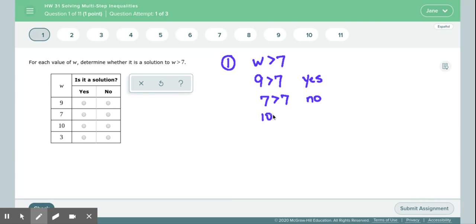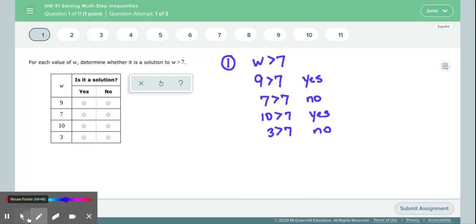And then I would do the same thing for my next one. So is 10 greater than 7? Yes, that one is. And then is 3 greater than 7? And no. All right, so on my work page, I would not have very much, but these would be the items that I would be showing on my work page. And then now I go back and I click whichever answer choices that I had over here.